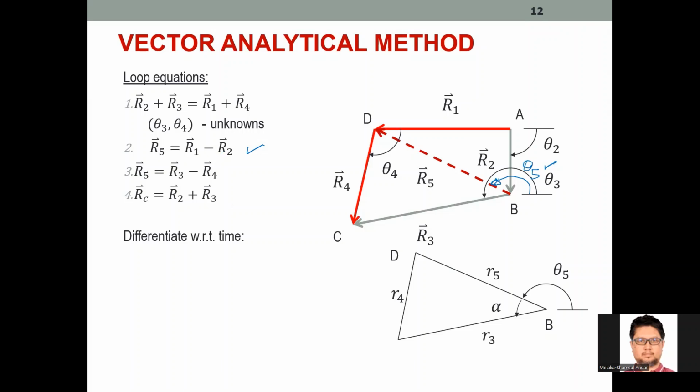Okay, and then the next level, number 3, you bring it into this second loop. This is the second loop. This is the first loop. This is the second loop. And also this is the second loop.